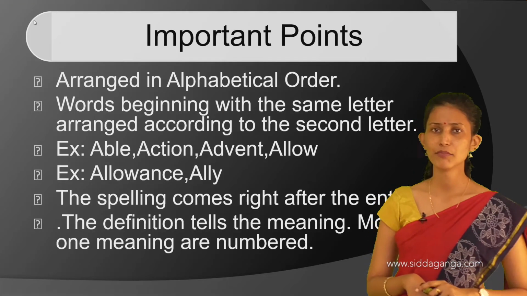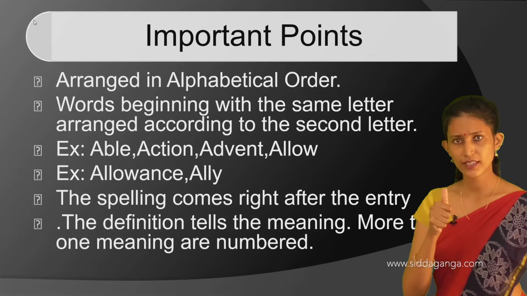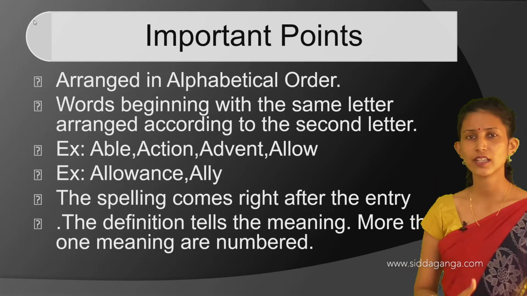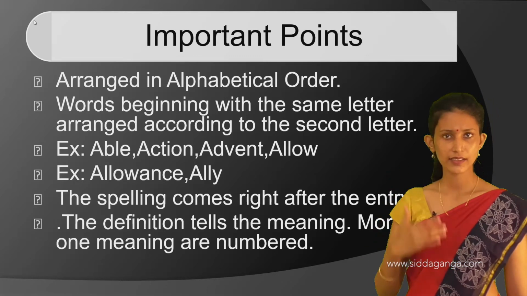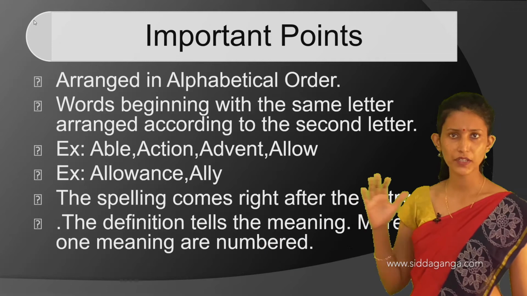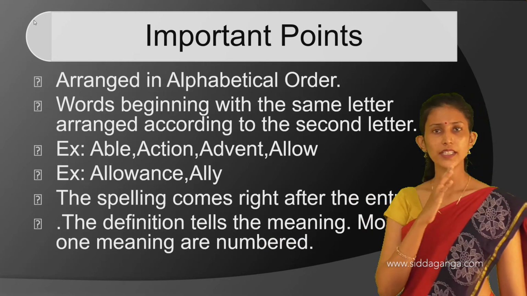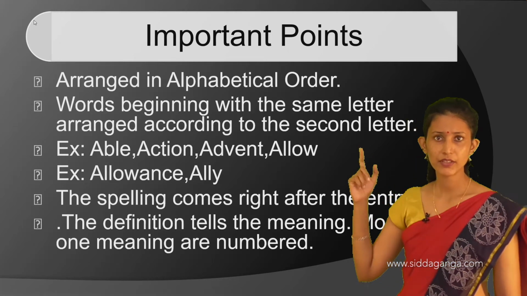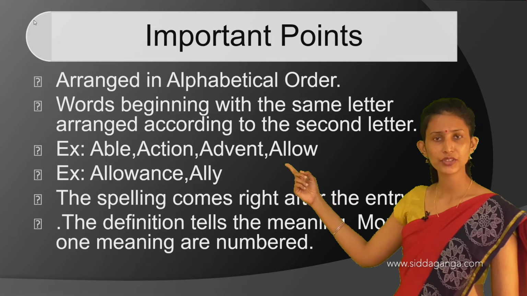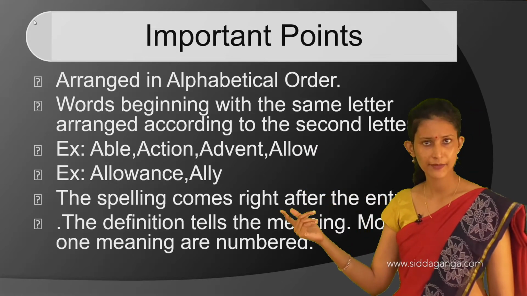Moving forward, certain important points that I want you to keep in mind. First is, a dictionary has things arranged in alphabetical order. A, B, C, D and goes on, all letters of the alphabet till Z. Now, if there are words beginning with the same letter, for example there, if you can see here, able, action, advent, allow, all A and A.